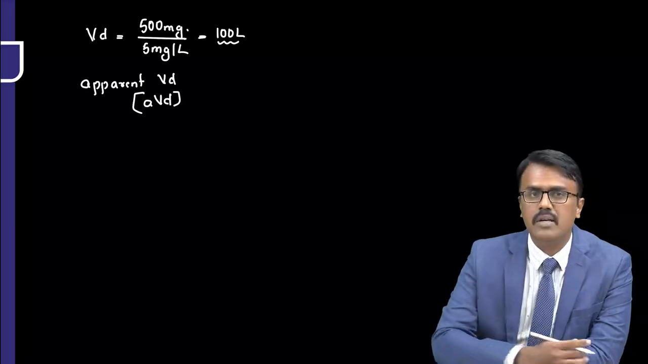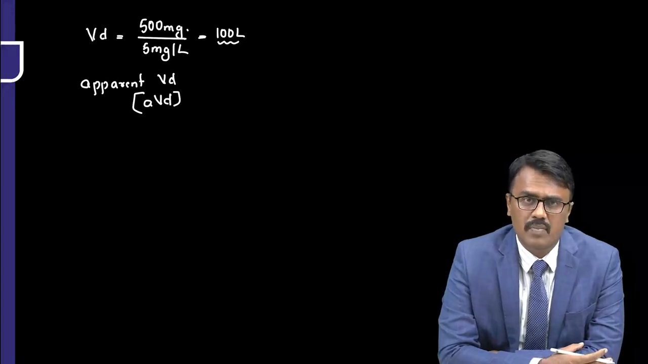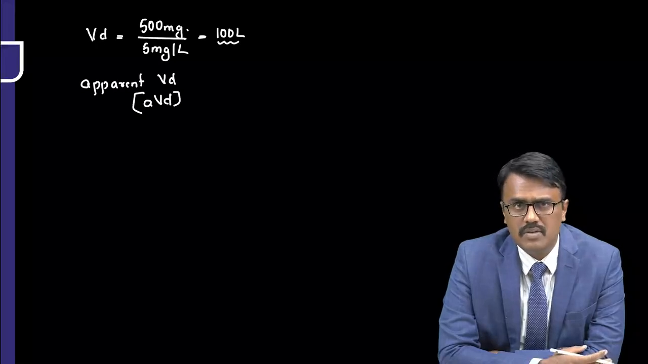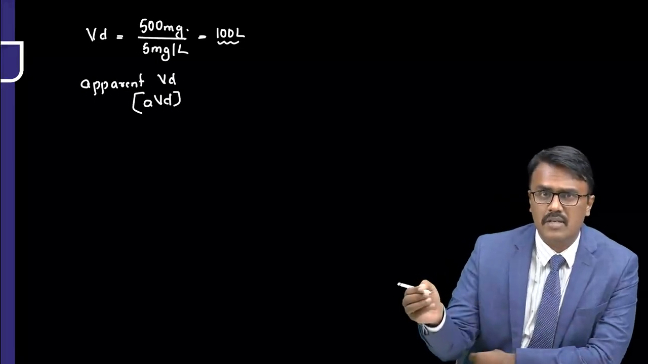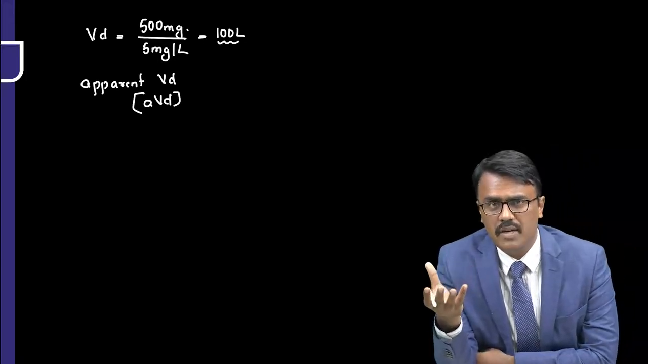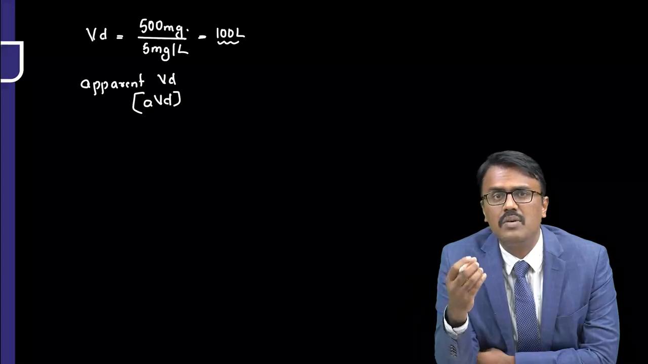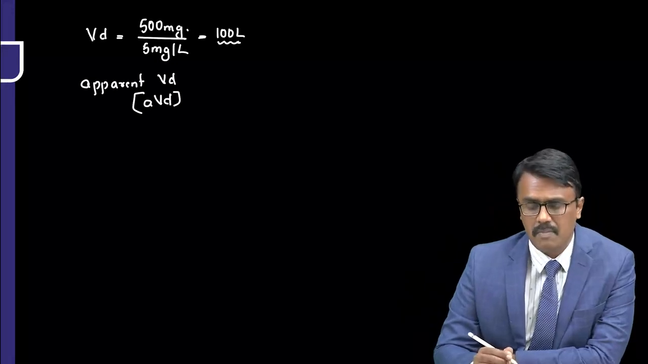So it is a hypothetical volume because in our body we don't have a single compartment. We have multiple compartments. We have the blood vessel, we have the heart, we have the liver. All these are multiple compartments. So if we consider everything as a single compartment, and we want the drug to have equal plasma concentration everywhere, how much volume is required? That is called the apparent volume of distribution. It's just to give an idea. So here the volume of distribution is 100 liters.